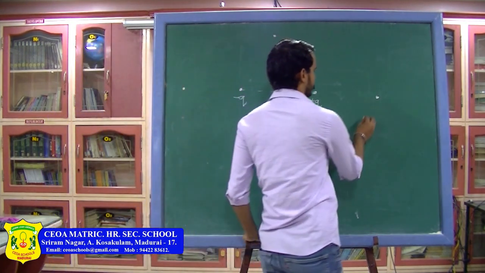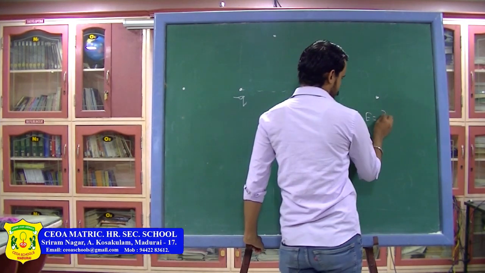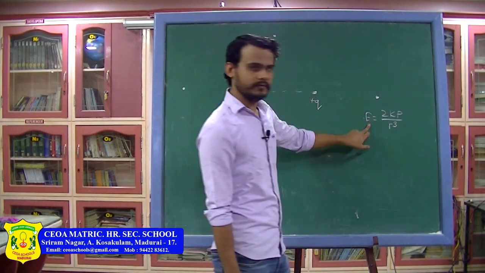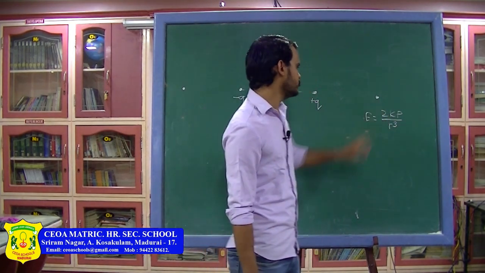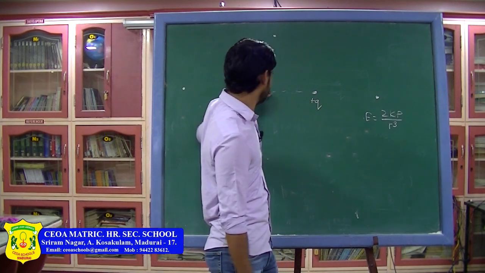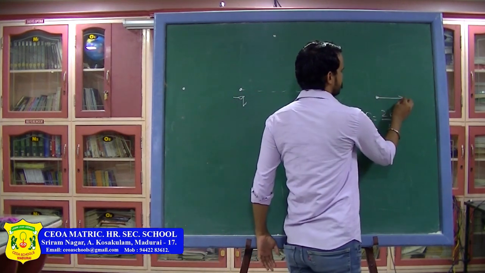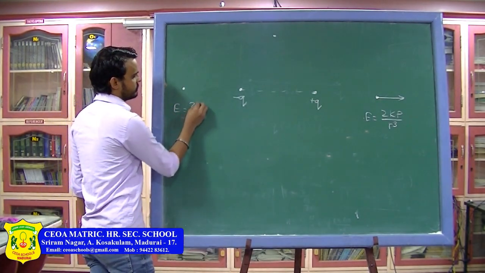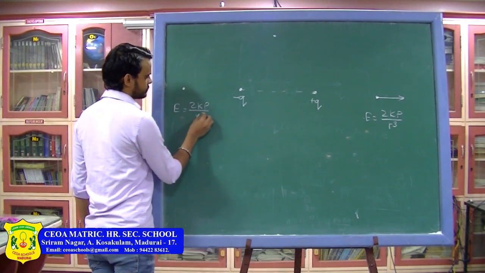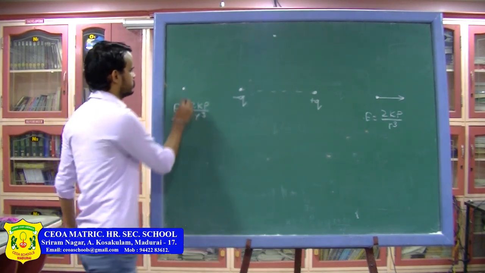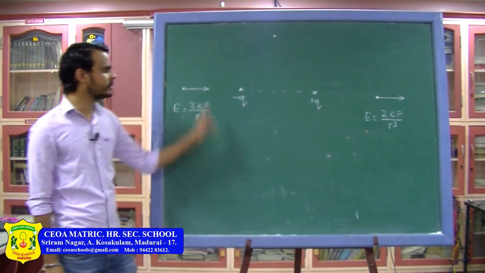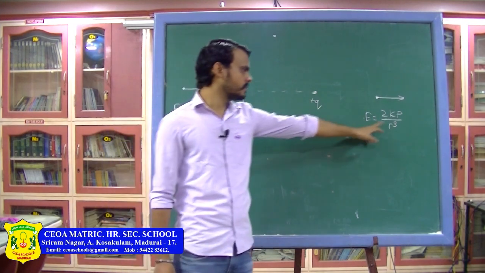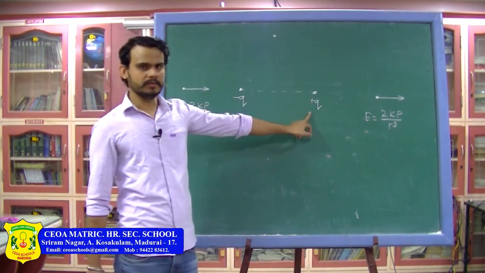Here the electric field magnitude was E equals 2kp by r cube. At this point the magnitude of electric field is 2kp by r cube, and the direction of electric field is along the dipole. Here the dipole is in this direction, so the electric field will also be in this direction. Similarly, here also the electric field is 2kp by r cube and the direction is again along the dipole. So remember, on the axis of the dipole, on both sides of the dipole, the direction of electric field remains the same, which is along the dipole moment.